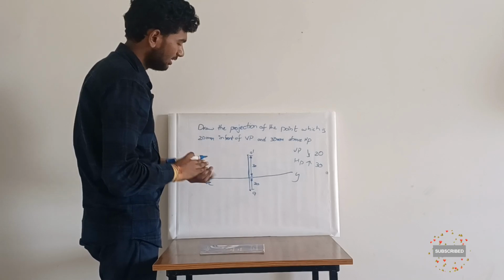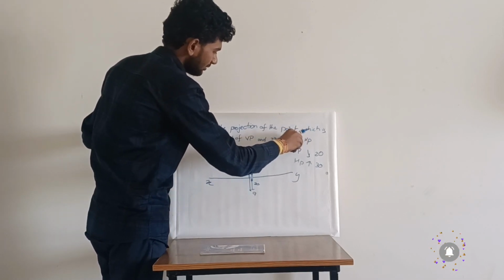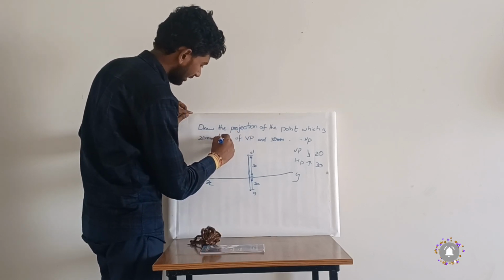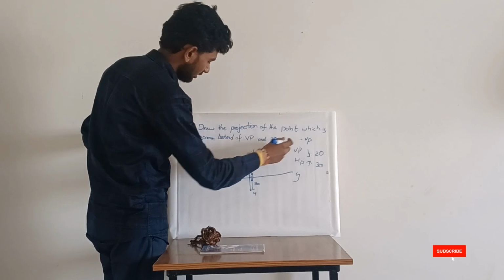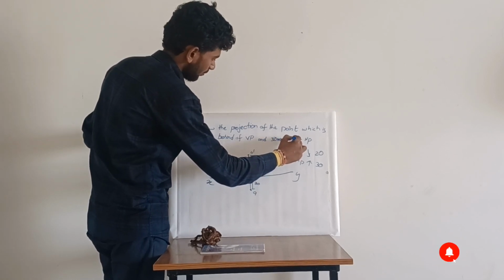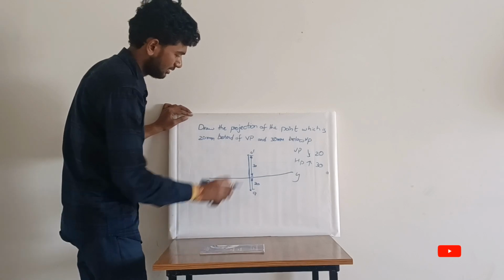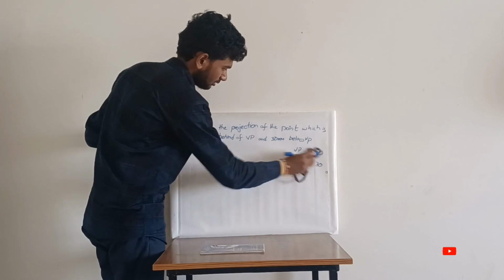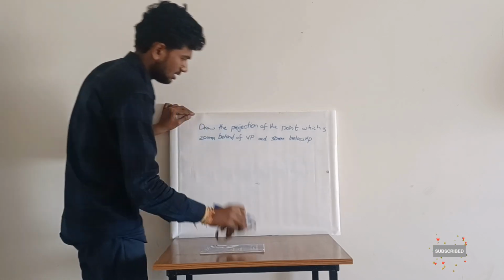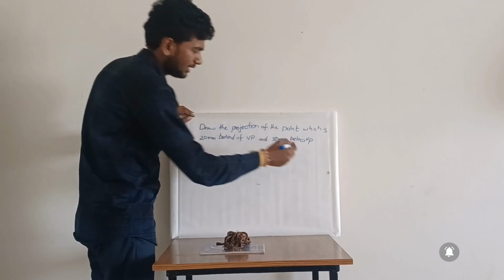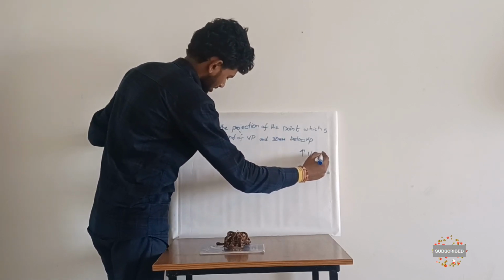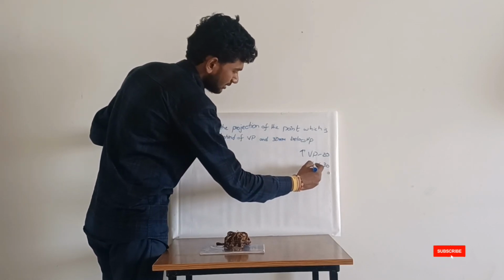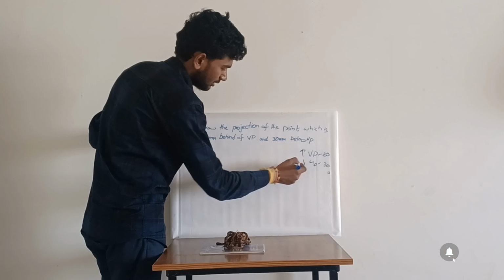Now let us change the problem. If it is behind the vertical plane and below the horizontal plane. Now read the given question. Behind, what is behind? Towards up, VP. How many? 20 mm. Next, 30 mm. What is HP? Below means downwards.